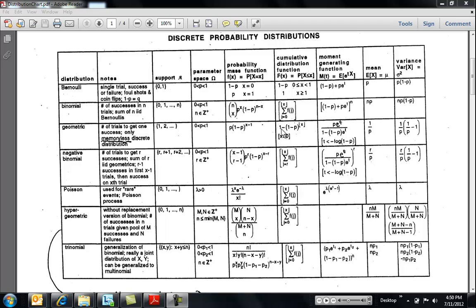I'm bringing this one up because I sent it to you in an email. This is a probability distribution chart with all the really important distributions and the ones that we talk about in this class and even some extras. But this sheet a friend of mine in graduate school made, and I've always kept it. I don't even have an electronic copy of it. I just have this paper copy I keep making more and more copies of.